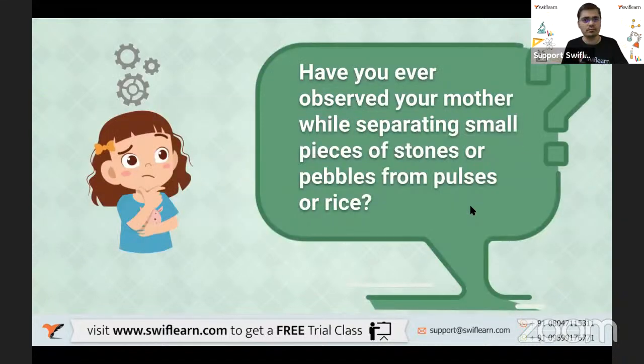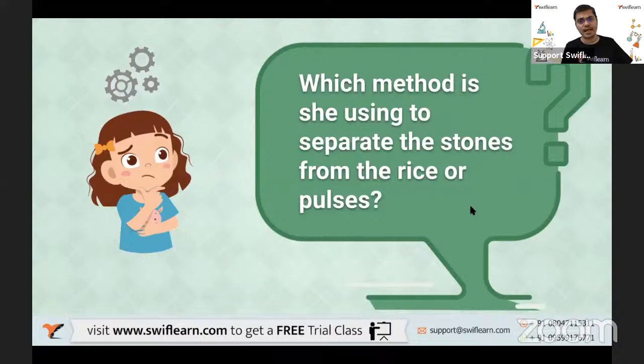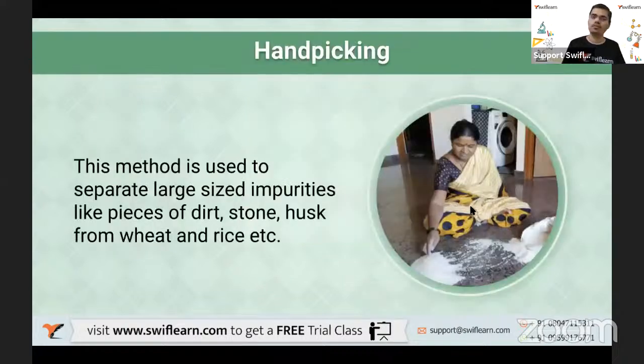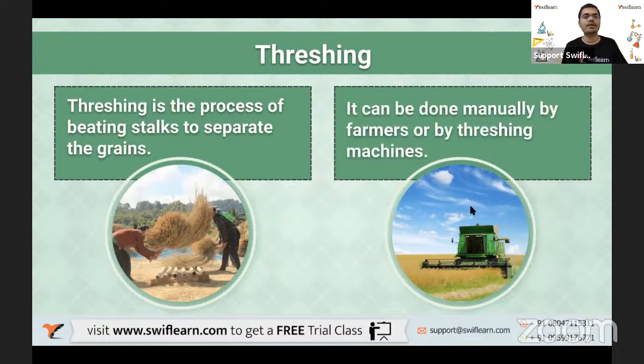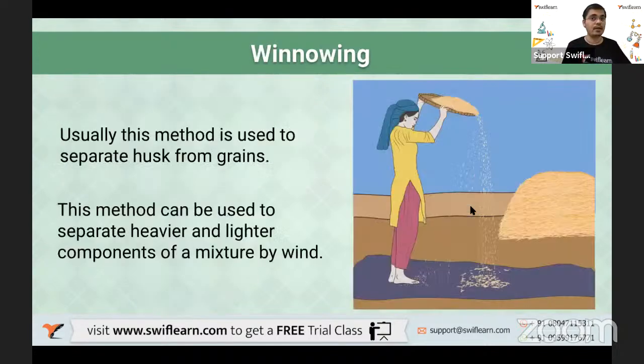So hand picking is this, as you must have seen your mother doing in your home, separating the stone particles from the rice. Threshing is what the farmers do in the rice fields, right? They separate the stalks to separate the grains. With the help of a machine also we can do that. And winnowing is separating the lighter and heavier particles, right? With the help of the wind we do that.